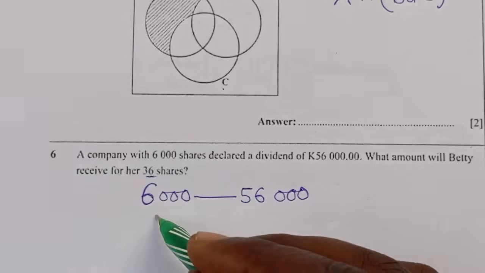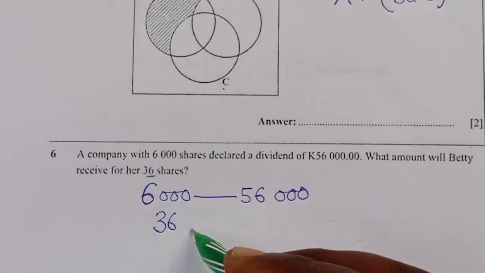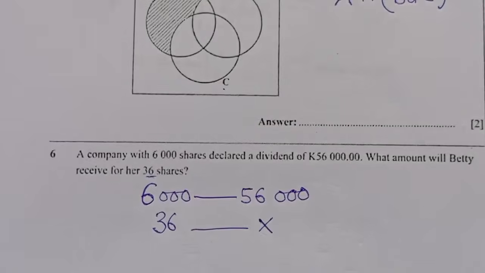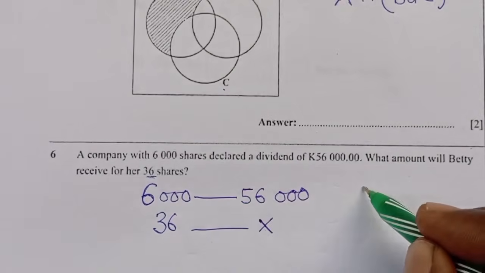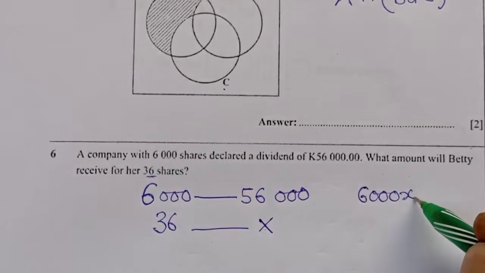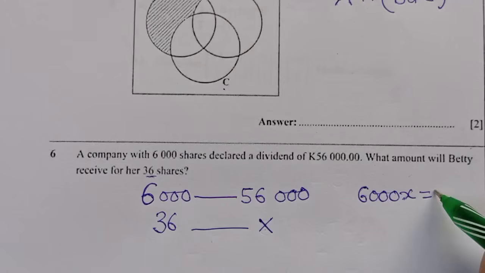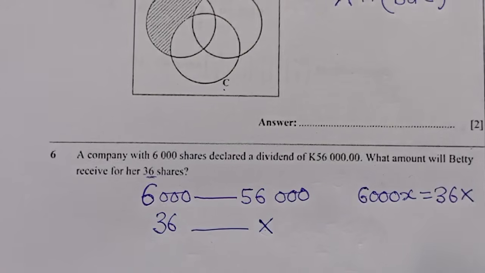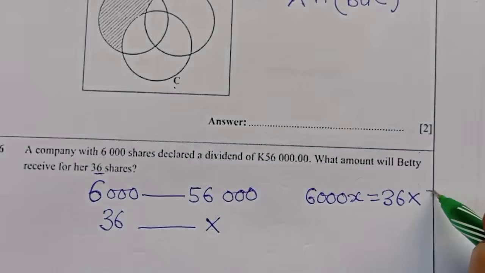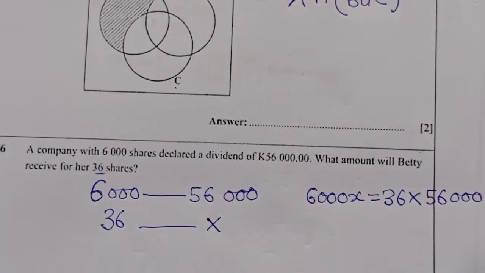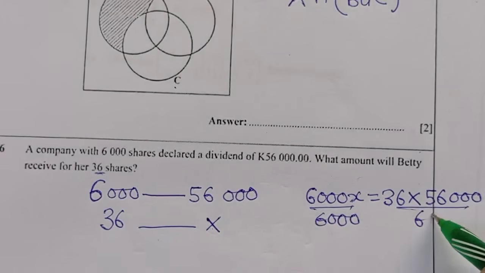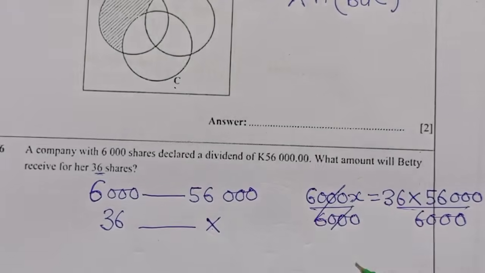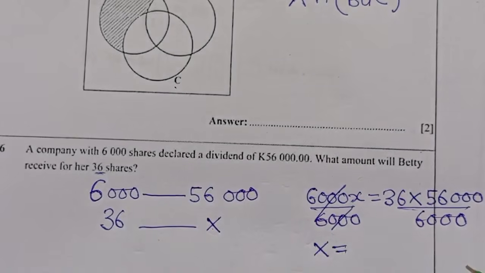So what amount will Betty receive for her 36 shares? You put 36 here. Then here you say x. Then we find the value of x. How do we find the value of x? We cross multiply. So x times 6,000 gives 6,000x, which is equal to 36 multiplied by 56,000. Then we divide both sides by 6,000.